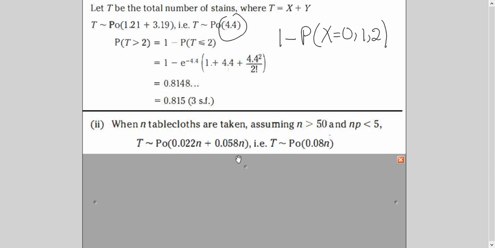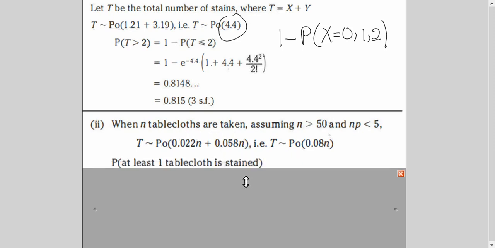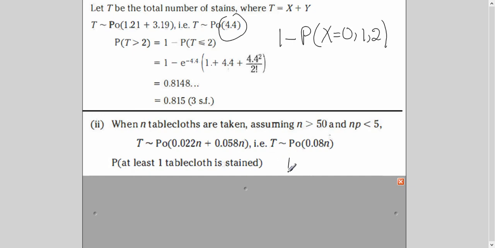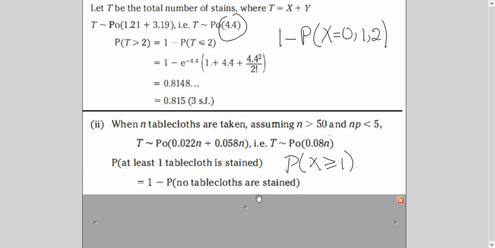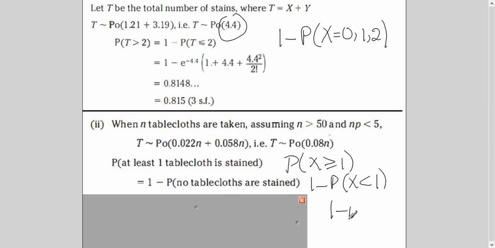Exactly, I've added up here what I have explained to you. Now, at least one means probability of x greater than or equal to 1. This is the meaning of it. And because I told you we cannot find greater than in Poisson cases, we always subtract from 1. So the meaning of this question is that you are saying x is less than 1, which means 1 minus probability of x equals 0, right? This is the meaning of the question.